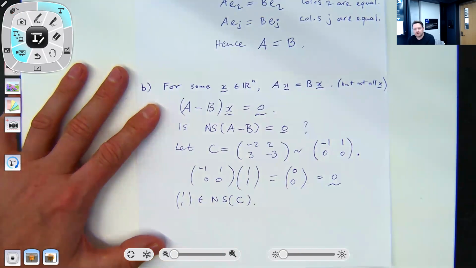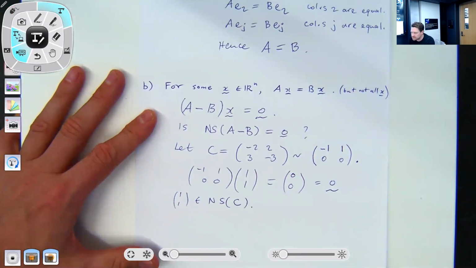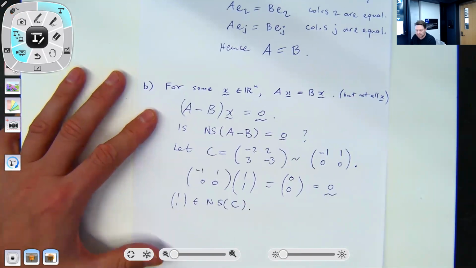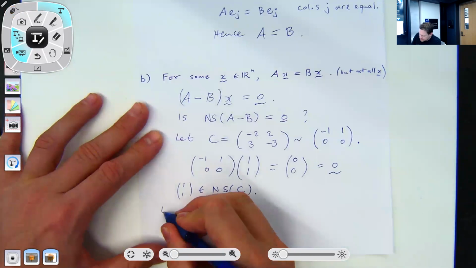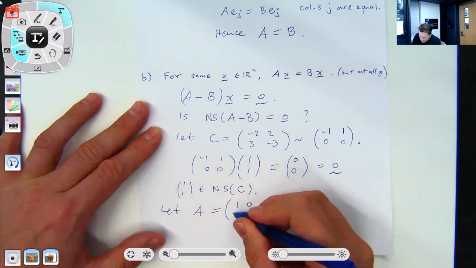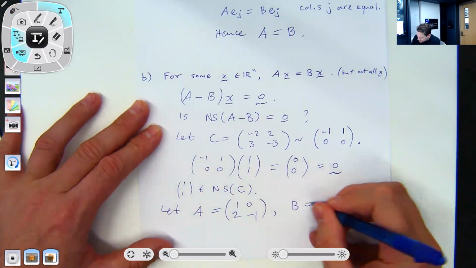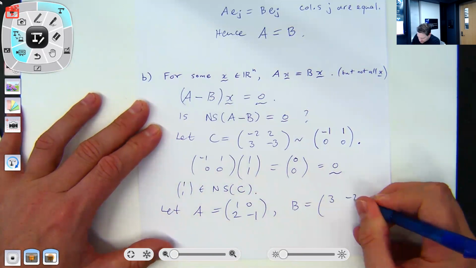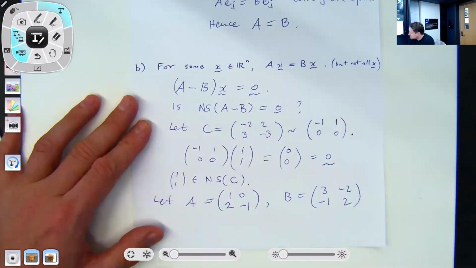Okay, now that we've got that, can we find two distinct matrices A and B that have a difference that's equal to C? Well, yes, we can, right? So let's let A be equal to 1, 0, 2, minus 1, and B be equal to 3, minus 2, minus 1, 2, okay? Now we take the difference, A minus B.